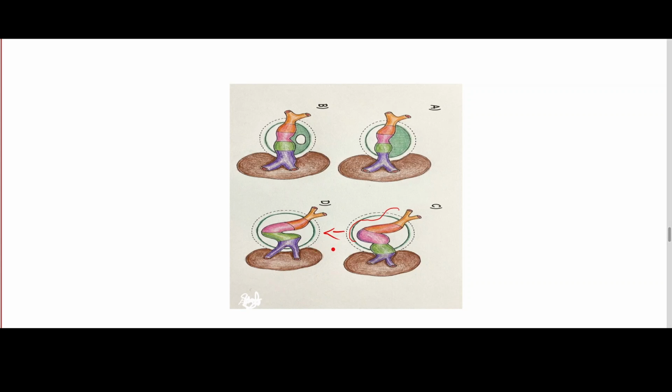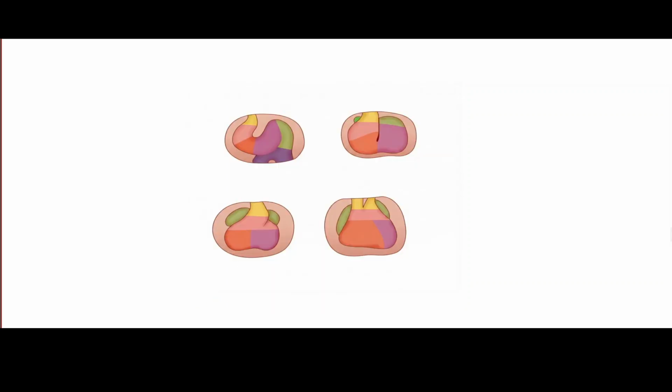Now, at this point, the heart has an S shape, and it is this cardiac looping or cardiac folding that establishes the definitive adult shape of the heart. So now this image shows how the heart eventually forms from the S shape. It eventually forms the definitive adult shape.